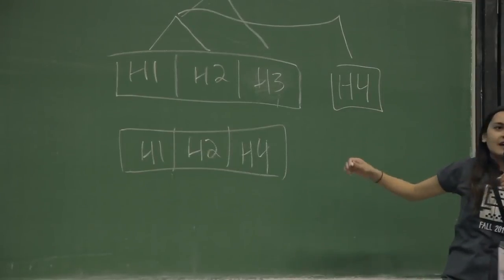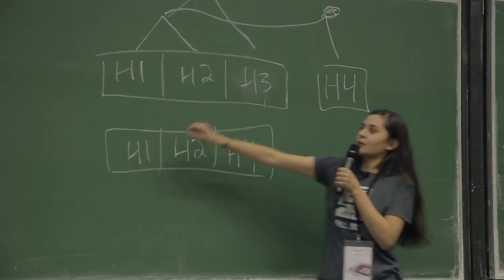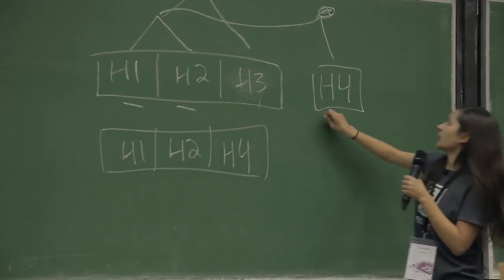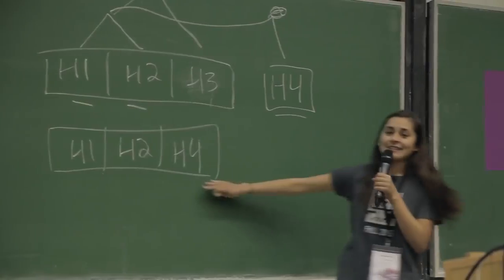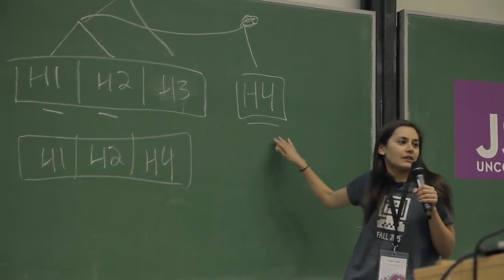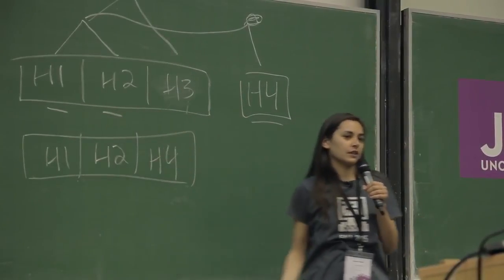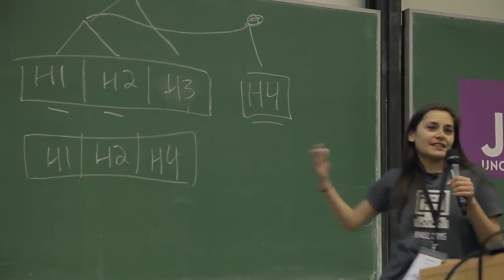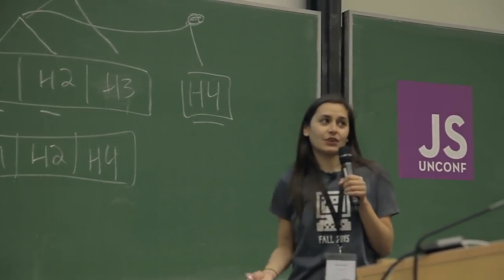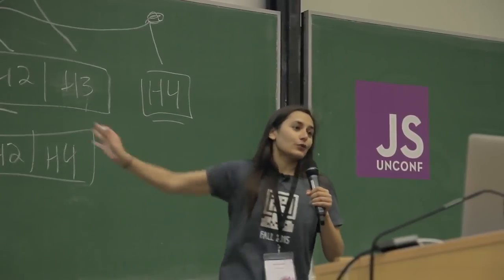So now I have a data structure which contains H1, H2, and H4, but I didn't need to make a whole new thing. I just needed to make my one little part. I can reuse the old structure of the list. So this idea, this topic, is called structural sharing, because we can share parts of the old versions with the new versions.